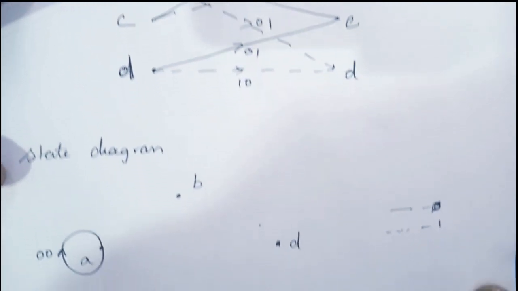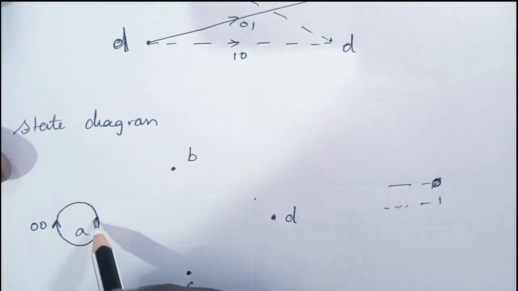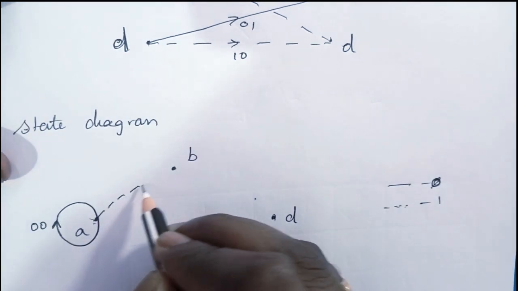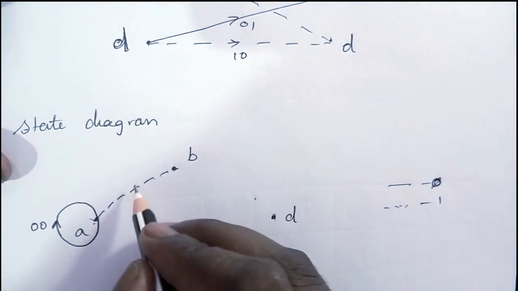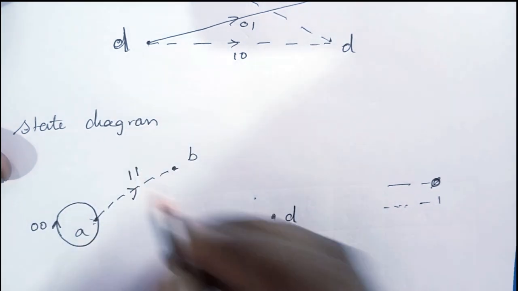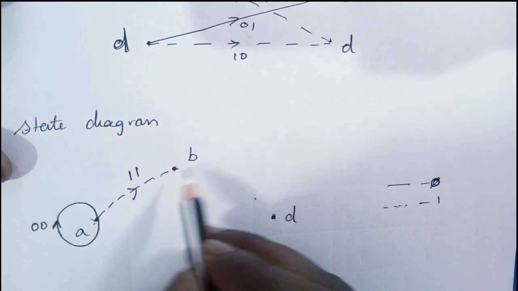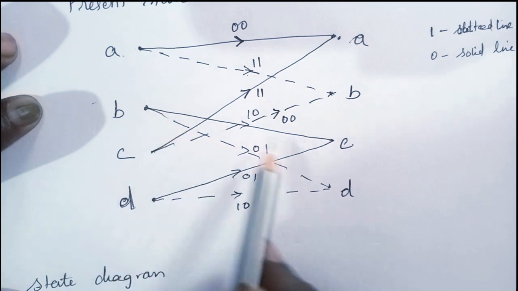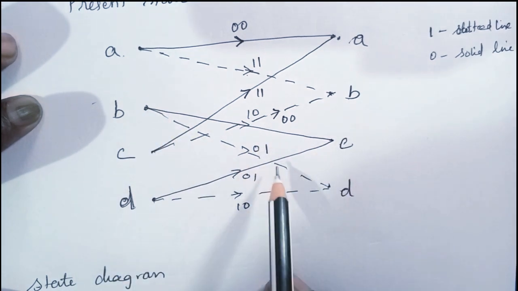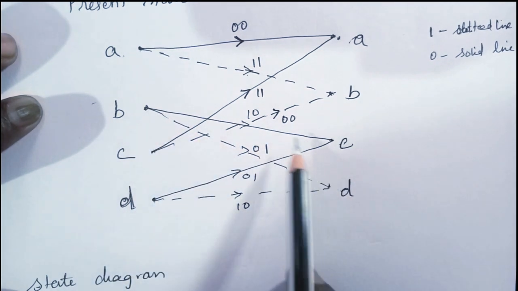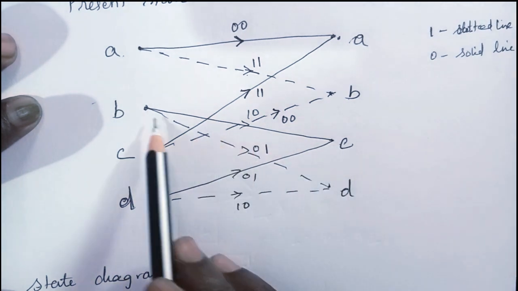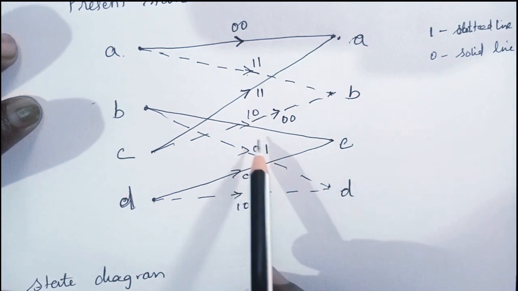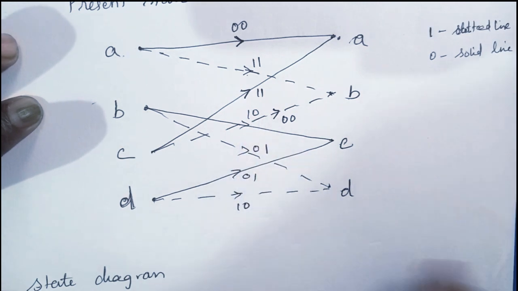So how will we draw it? The current state is A, the input bit is 1, the next state is state B, and the output is 1 1. Okay, if the current state is B, input 0 goes to C, and 1 goes to D. So from B it goes to C when the input bit is 0, and to D when it is 1. The outputs are 1 0 and 0 1.